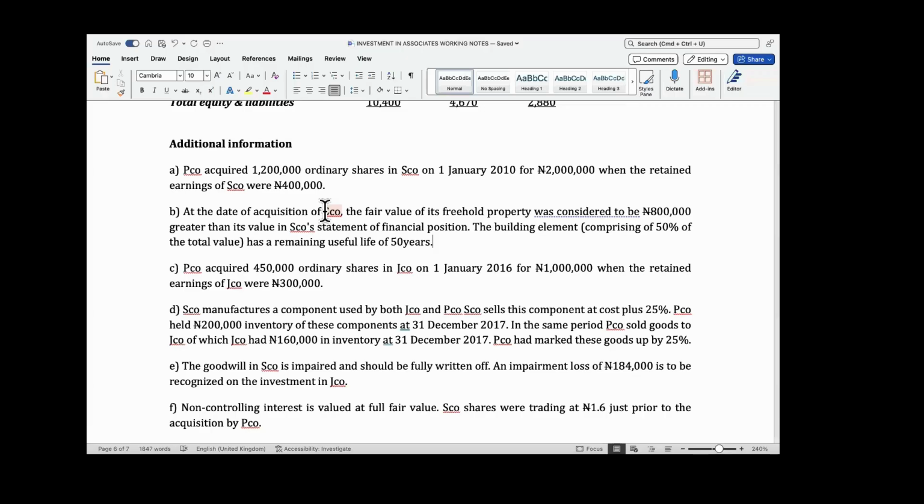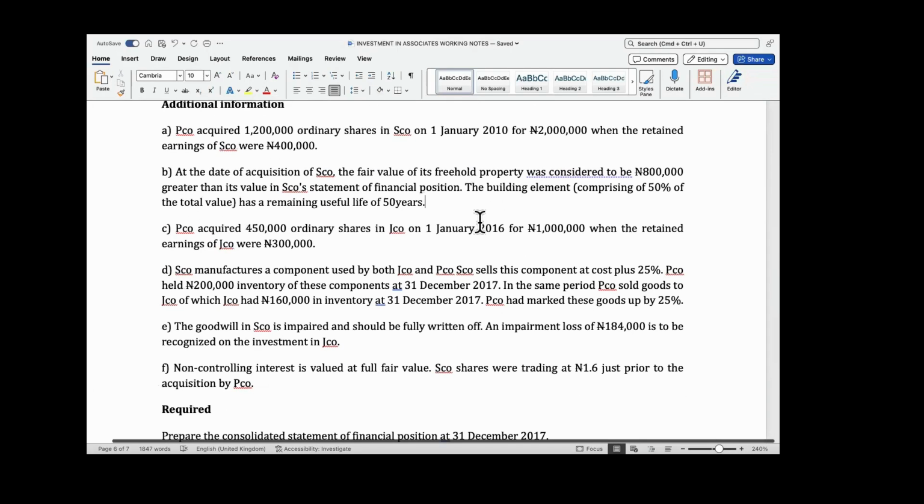And I taught you that it becomes a pre-acquisition surplus, and we would also increase the value of that asset by that amount. And there would be depreciation we have not charged so far that needs to be charged. Okay, we'll look at it.